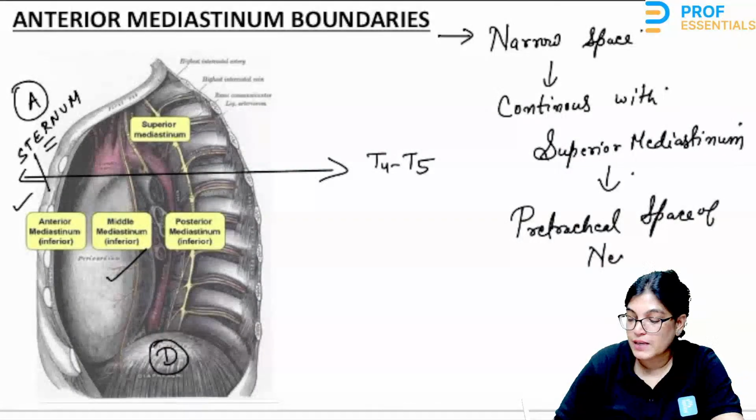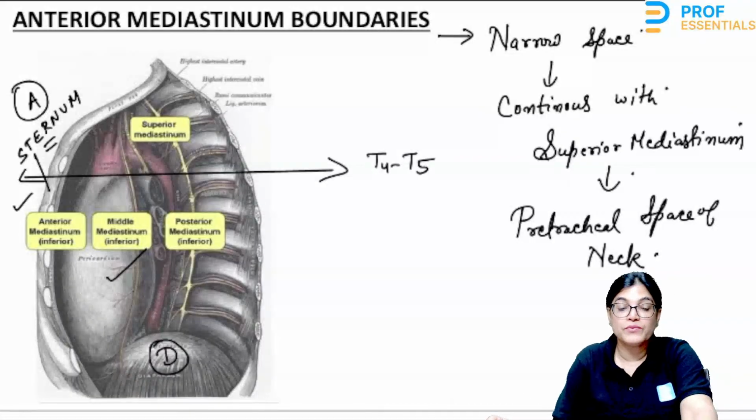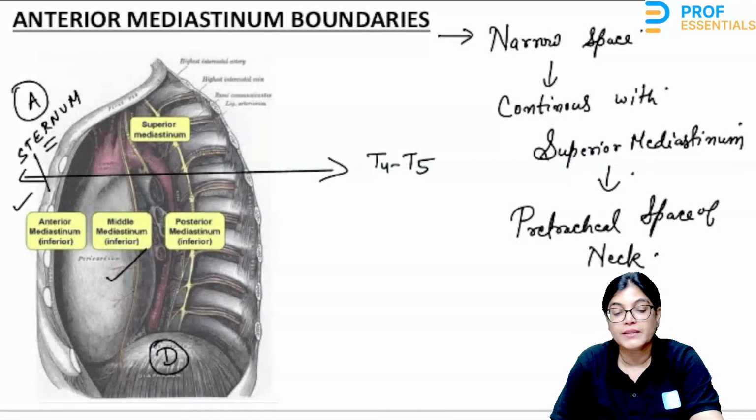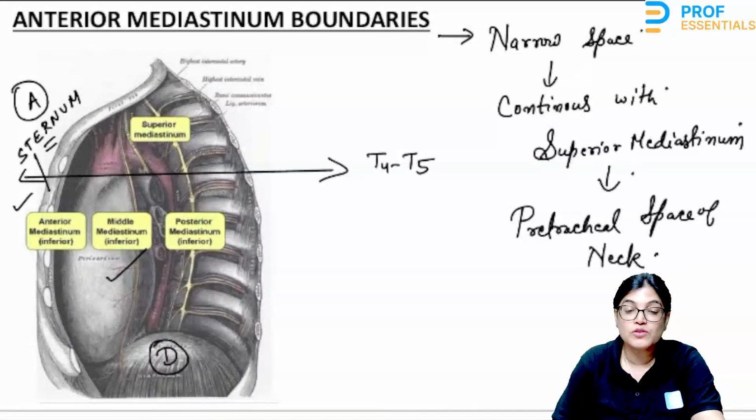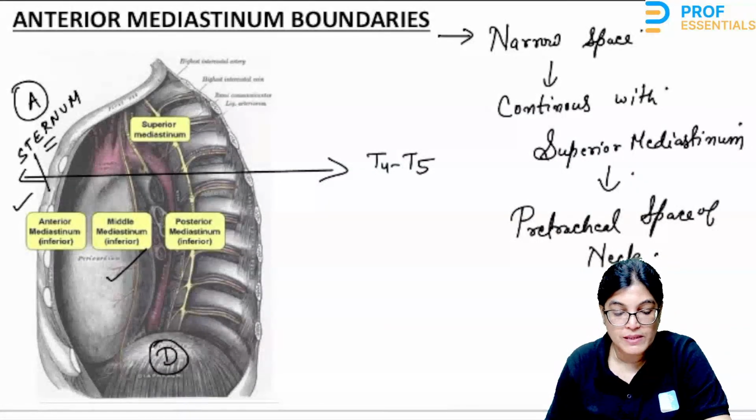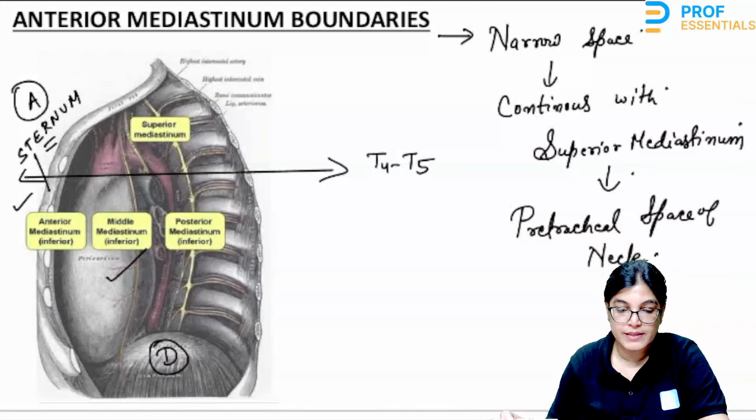And if it is continuous with the spaces of the neck, that means infections of the neck can drain into the anterior and the superior mediastinum. That is very, very important for you to know. Okay, got it? If any of the students is not understanding anything, please let me know. This is very important for you to understand.